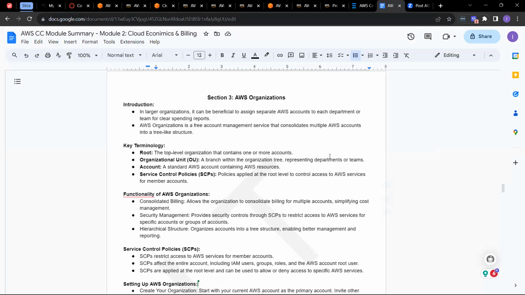Yeah. All right, so let's talk about AWS Organizations. Organizations is basically consolidating individual AWS accounts under the same umbrella, right? So that you can share resources and services among them, and also have a consolidated bill.